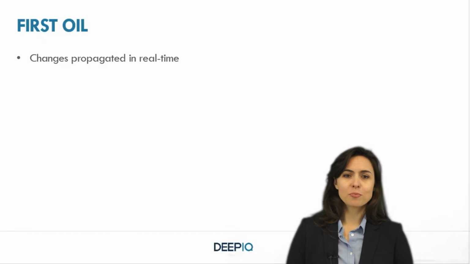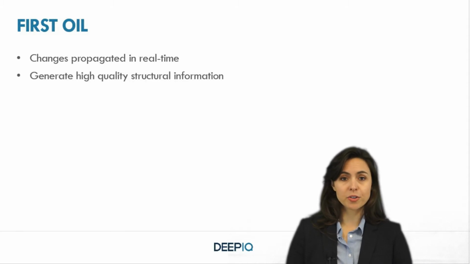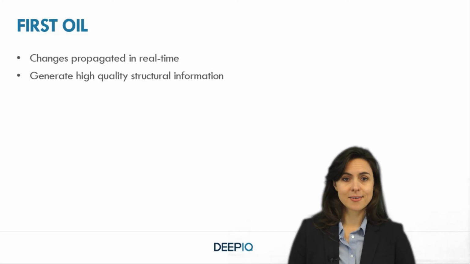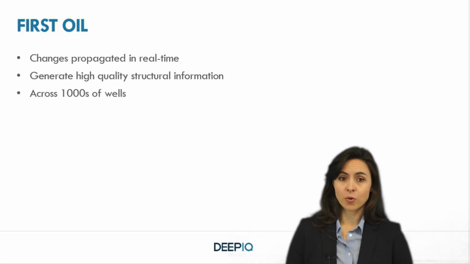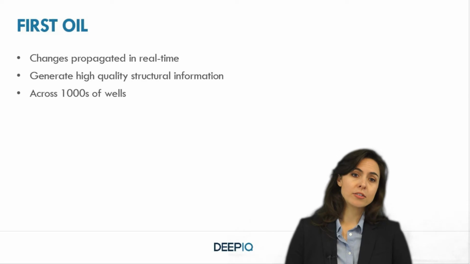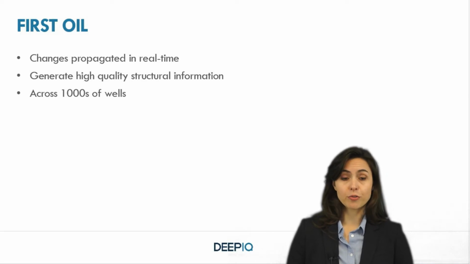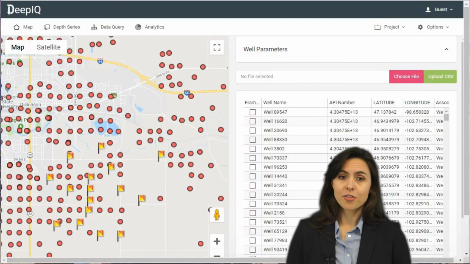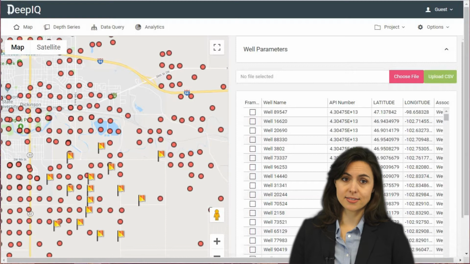You can see your changes being propagated across all your wells in real time. Using this feedback loop, you can very quickly generate high-quality structural information for thousands of wells. Once you've finished working in your cross-section view, you can move on to the query features of DeepIQ's First Oil software. The software has several interesting capabilities that let you identify sweet spots in minutes instead of months.